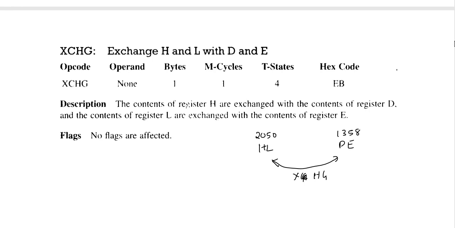It means after this instruction, HL will have 1358 and DE will have 2050.